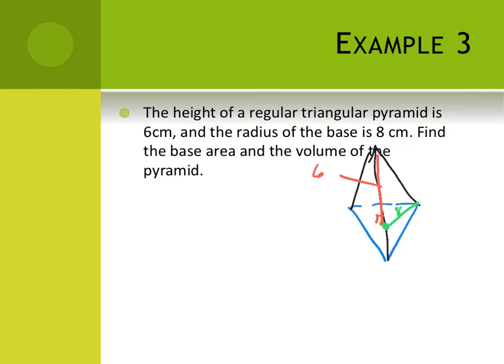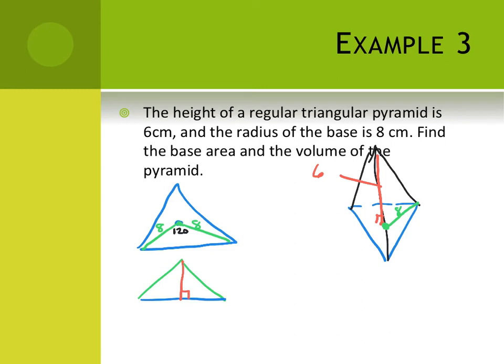So again, what I need to do is use my special right triangles. I'm going to go ahead and pull the blue base out, and again, I'm going to flip it over. I'm going to draw in my radius. I'm going to draw 2 of them, 8 and 8. Remember the central angle here is 120. And then what I'm going to do is pull out the triangle, because I'm going to make a special right triangle. Drop in my altitude here. So it bisects it at 60 and 30.